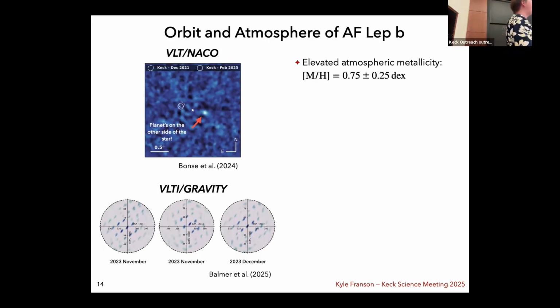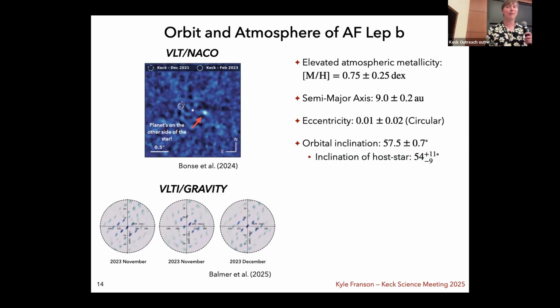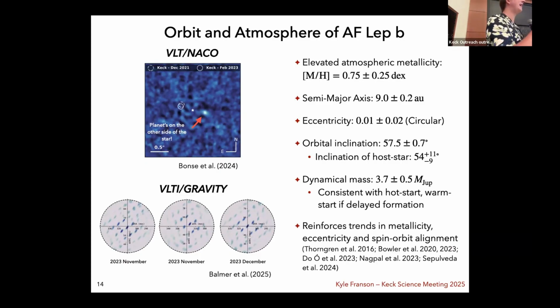The planet has elevated atmospheric metallicity, a semi-major axis of 9 AU, similar to the semi-major axis of Saturn, a circular eccentricity, an orbital inclination that closely matches the projected inclination of the host star, so some signs of potential spin-orbit alignment in the system, a dynamical mass that agrees with hot start model predictions or warm start model predictions if the planet took a little bit of time to form. And all of these trends are reinforcing already established or emerging trends among the broader sample of imaged exoplanets in metallicity, eccentricity, and spin-orbit alignment.